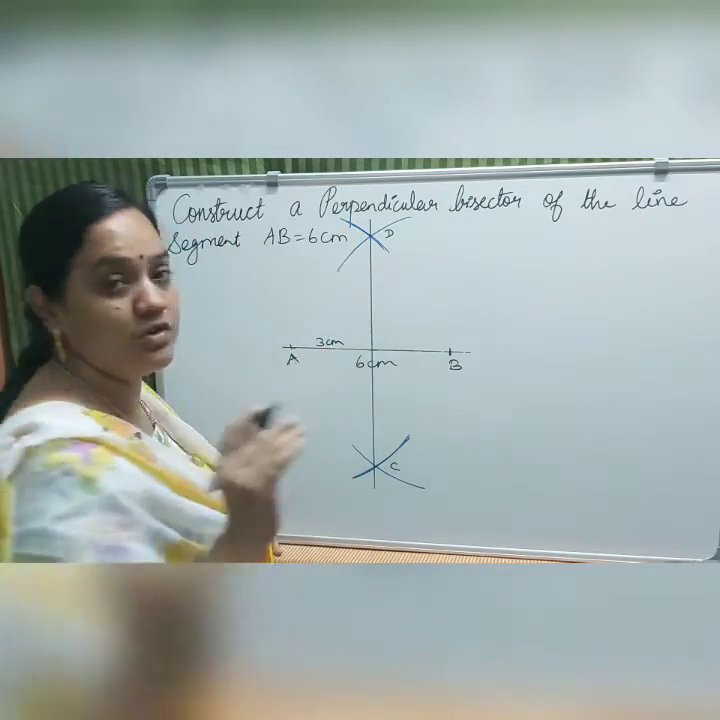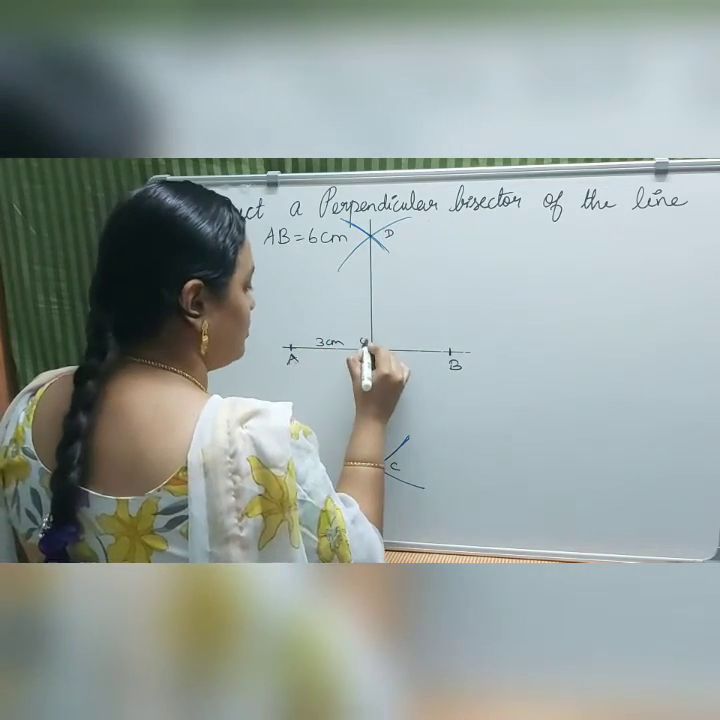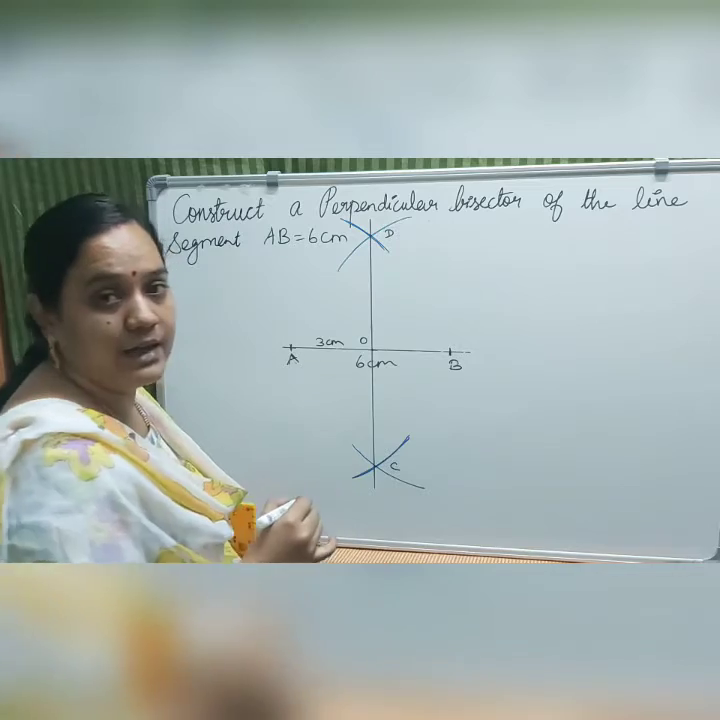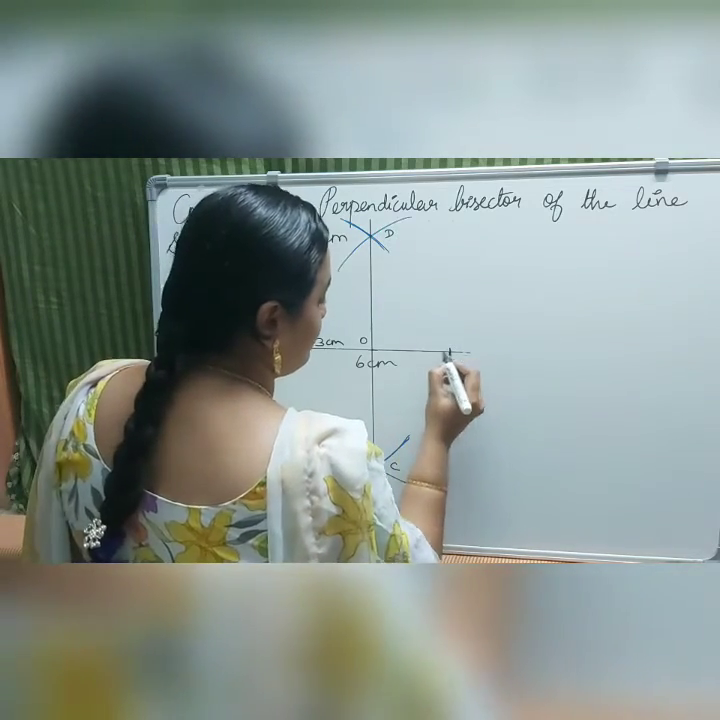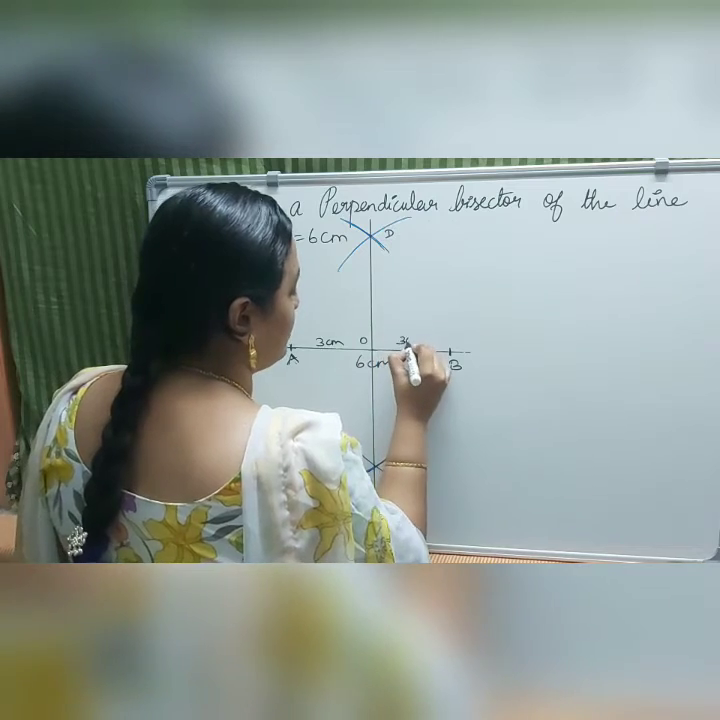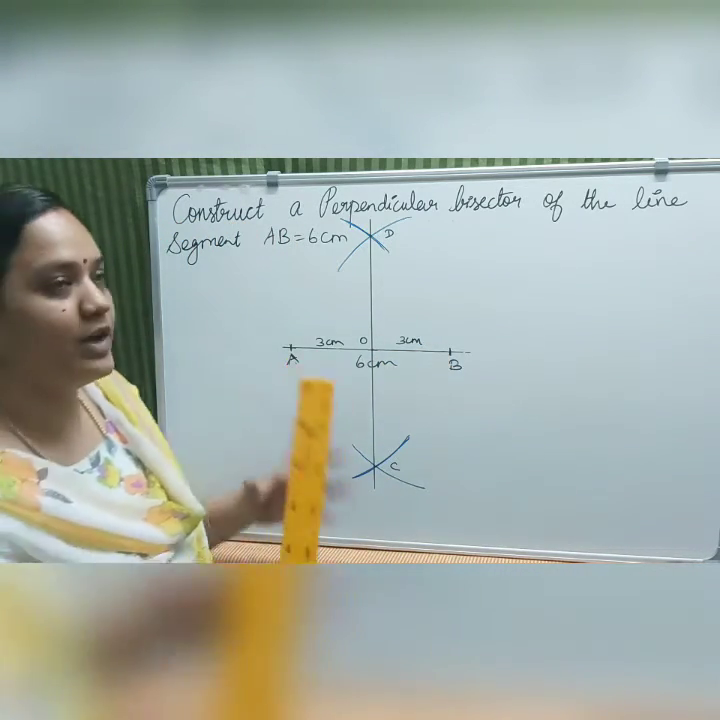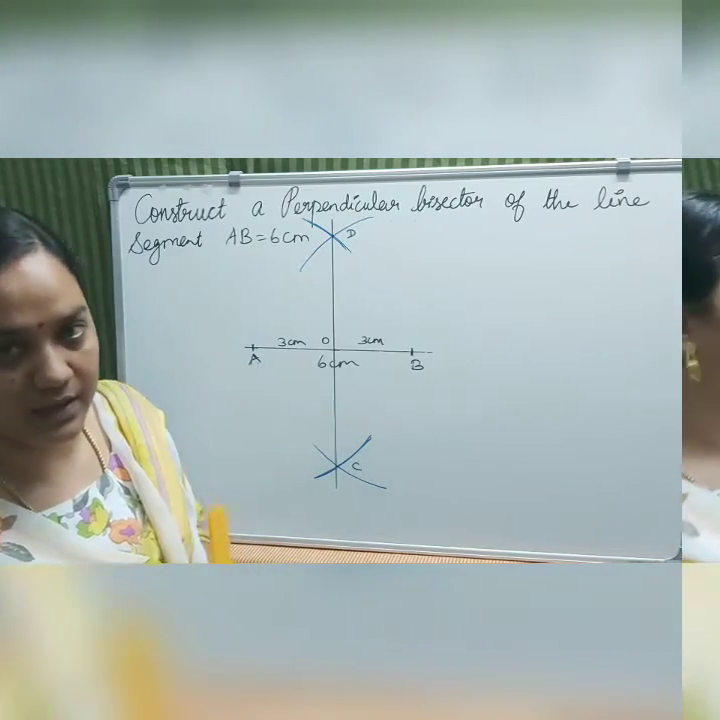If you are measuring using your scale, definitely this point, that is from A to O. I am marking this center as O, and if you are measuring B to O, it will measure 3 centimeter. Then only your perpendicular bisector is correct.